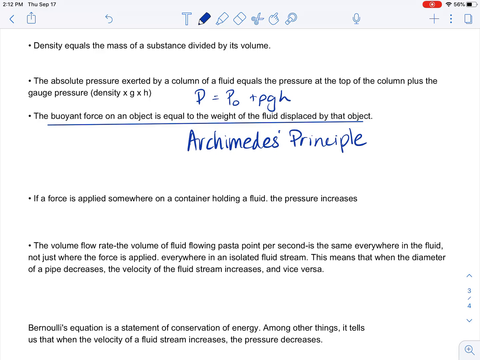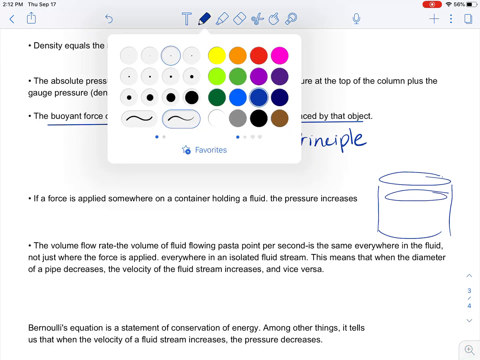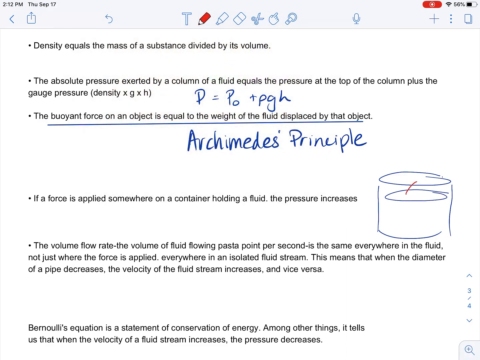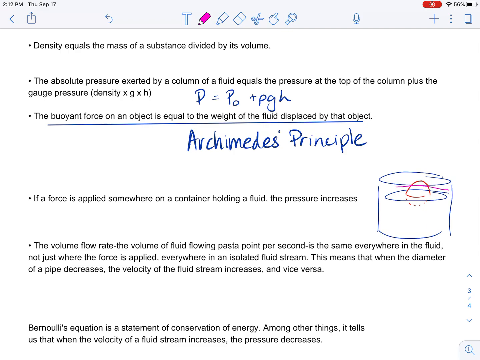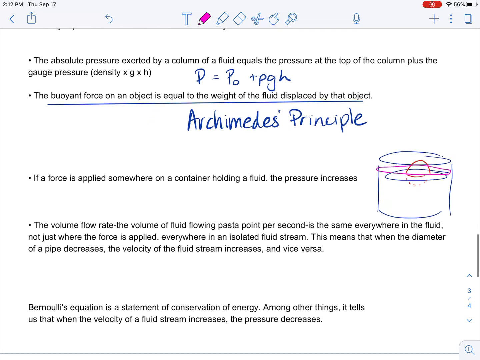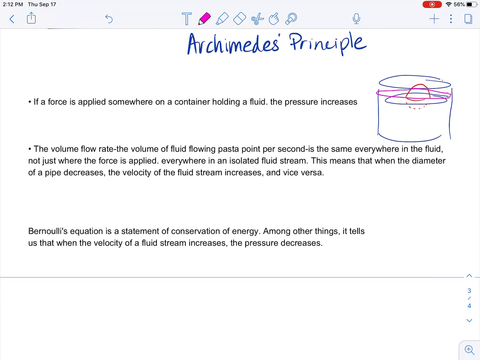If a force is applied somewhere on a container holding a fluid, the pressure increases. So maybe a better way to say that, let's say that I've got some water in a container, and now let's say that I put a ball floating in the container, and what's going to happen is the water level is going to rise, and that's going to raise the pressure everywhere in that container.